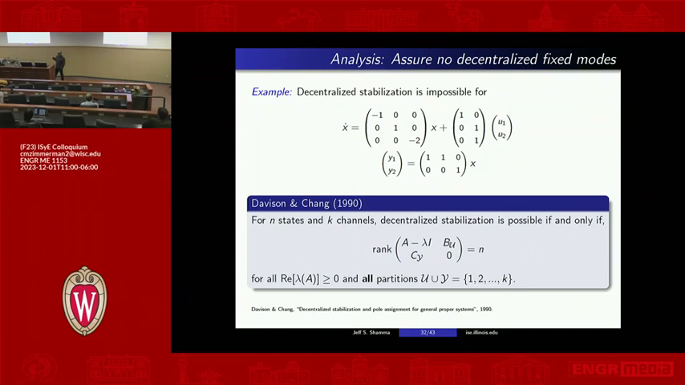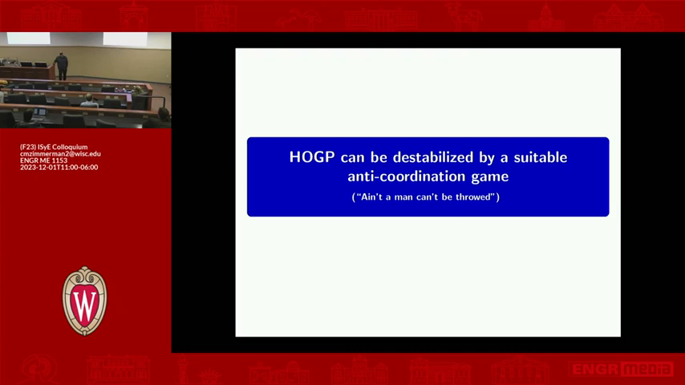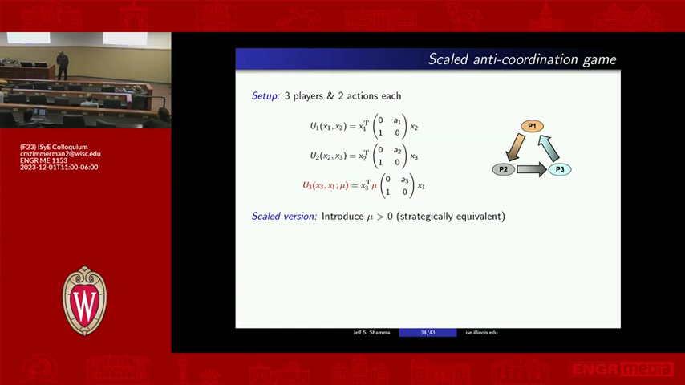All right, that was ain't a horse can't be rode, but now we're gonna say ain't a man can't be throwed. Given higher order gradient play, we can construct a game for which higher order gradient play doesn't work. And the game that we're going to construct is our old friend, the anti-coordination game. And we're going to change the game in the way that it's strategically the same game. So really, these dynamics are not that sophisticated. All we're going to do is we're going to change the currency on the utility function of player number three. We're going to take the utility function of player number three and scale it up or scale it down. Okay, multiply it by 50 or divide it by 100, something like that.